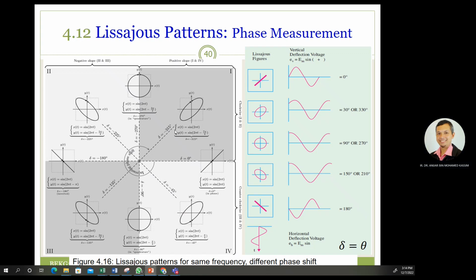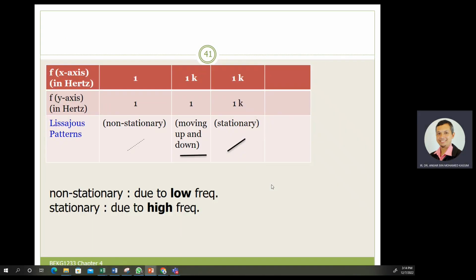shown simultaneously. Therefore, we can find a Lissajous pattern shown on the screen. For example, if the x frequency is 1 and the y frequency is 1, we can see a non-stationary pattern like this. And if there is 1k, like what we have shown in the YouTube, we can see a stationary pattern like this. The difference is the 1k for the x-axis and the y-axis is 1, and we can see it only moving up and down on this type of Lissajous pattern.